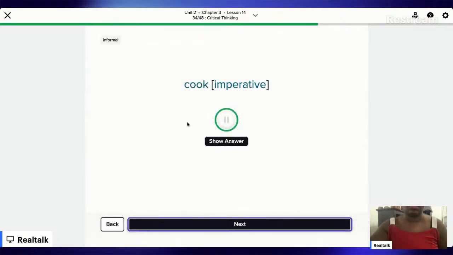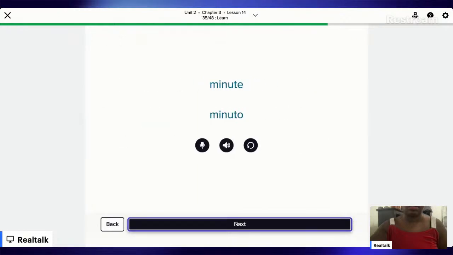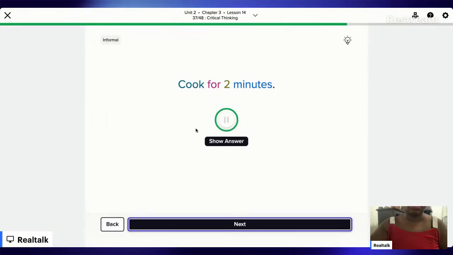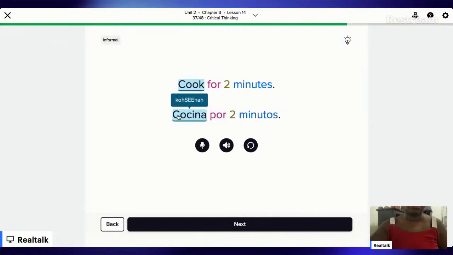What do you think would be the way to say cook, imperative, to someone in an informal situation? Cocina. Try this one, minuto, which means minute. Do you remember how to say minute? Minuto. Here's a new one. How do you think we say cook for 2 minutes in an informal atmosphere? Cocina por 2 minutos. And those are the ones that get mixed up too, por and para.